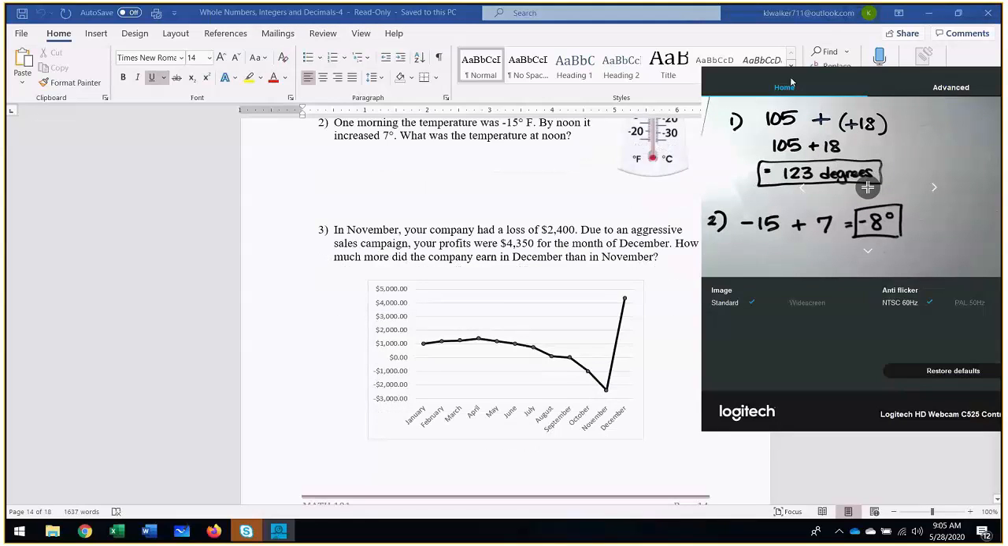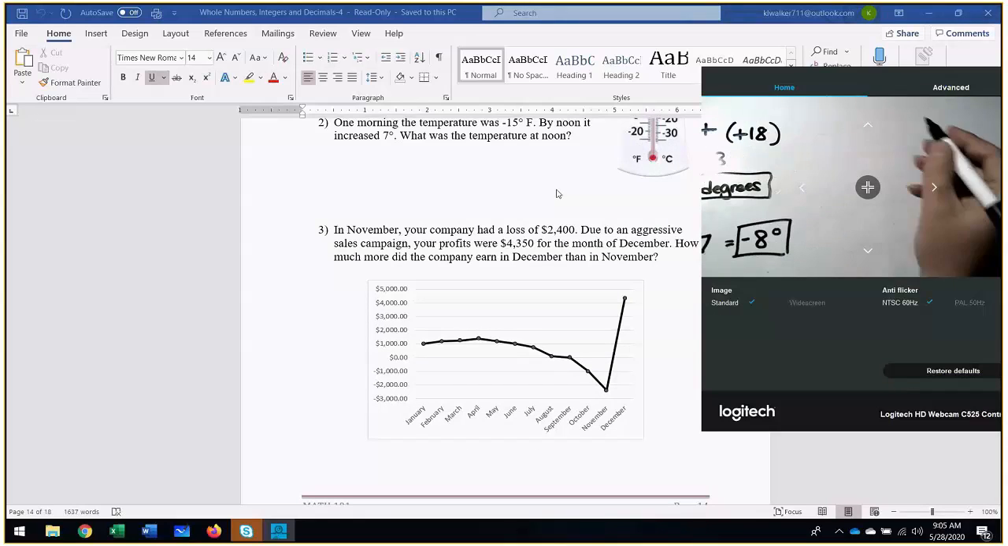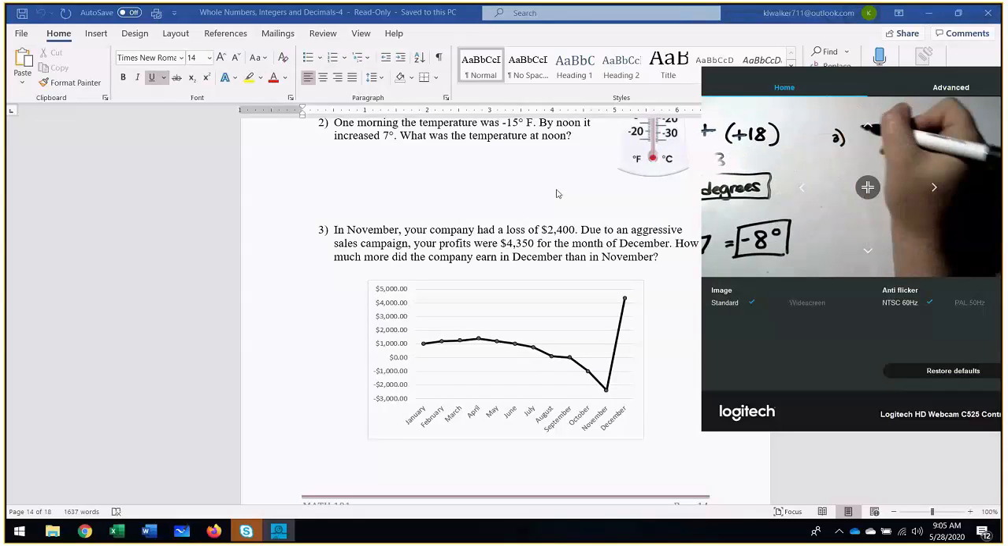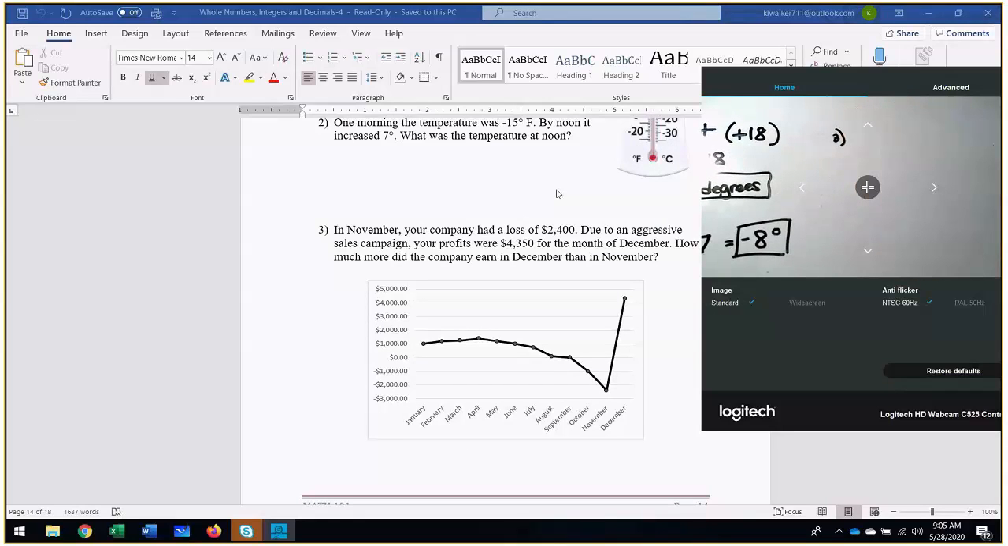Okay, with number 3, let me skip this over. We're talking about profits and losses. So profits are positives, losses are negatives. In November, your company had a loss of $2,400, and then due to an aggressive sales campaign, your profits were $4,350 for the month of December. How much more did the company earn in December than in November?